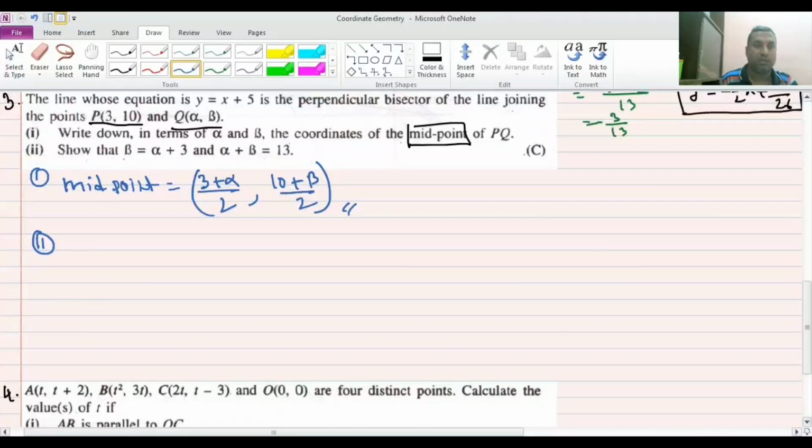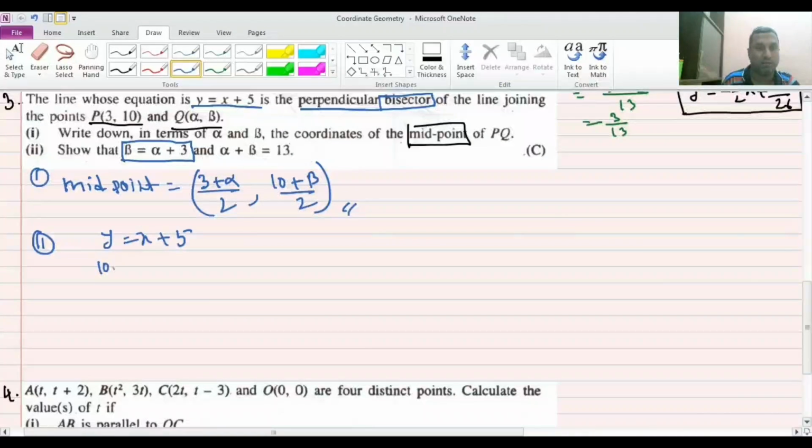Now in part 2 it is given beta equals alpha plus 3 and alpha plus beta equals 13. We need to prove this. Since this one is the midpoint of PQ and y equals x plus 5 is the perpendicular bisector, it passes through the midpoint. So y equals x plus 5 will be replaced by these points.